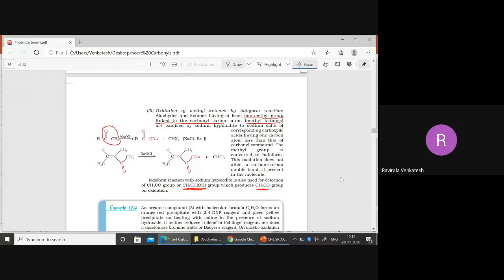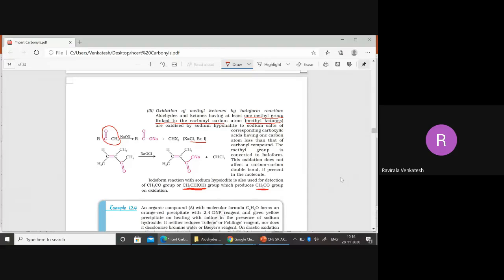We'll write a reaction here. Actually, I'm taking the iodoform reaction here, because X means you can take chlorine, bromine, or iodine. If it is chlorine, it's the chloroform test. If it is bromine, the bromoform test. If it is iodine, iodoform. If it is X, it's the haloform test.